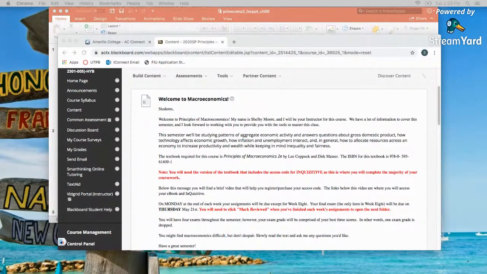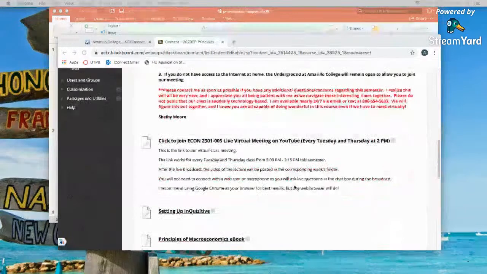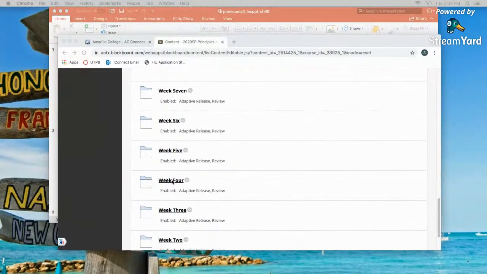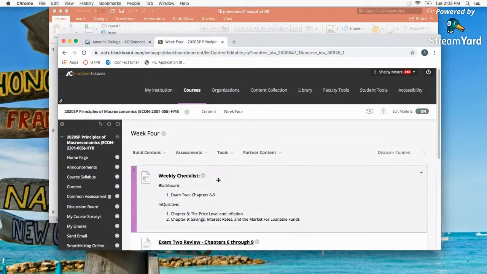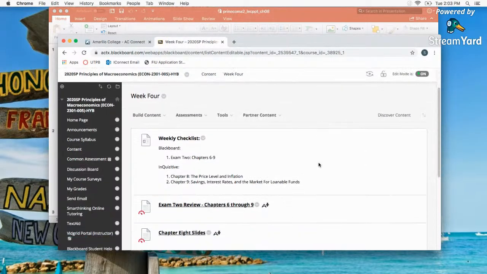Okay, let's go ahead and get started. It looks like we have most of our usual people on. Last week we covered chapters 6 and 7. This week we're going to be covering chapters 8 and 9. If you take a look in the week 4 folder, remember, if you can't see this folder, make sure that you've hit mark reviewed on your other folders to open that up.